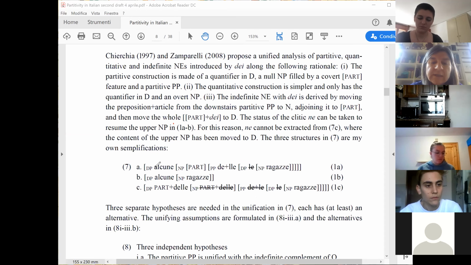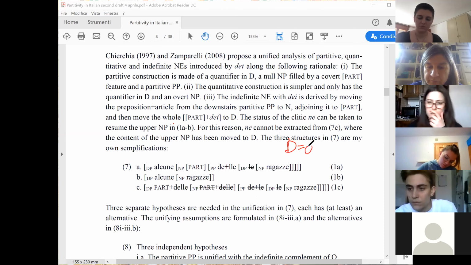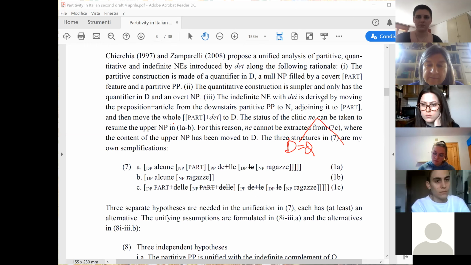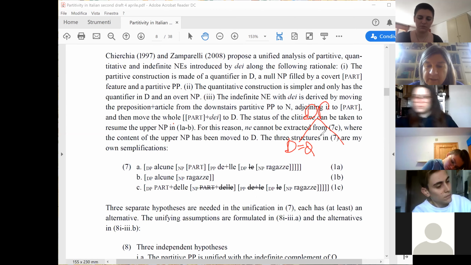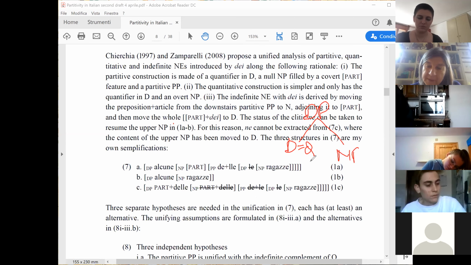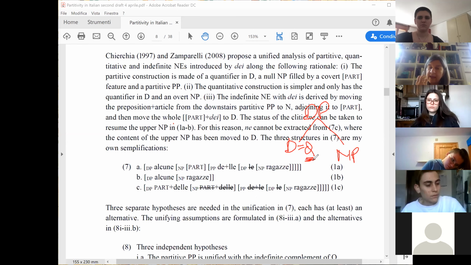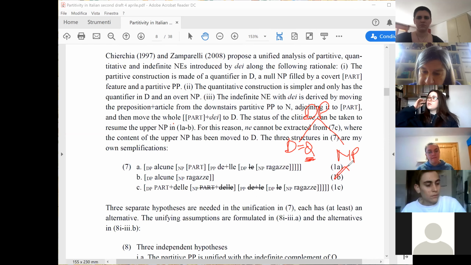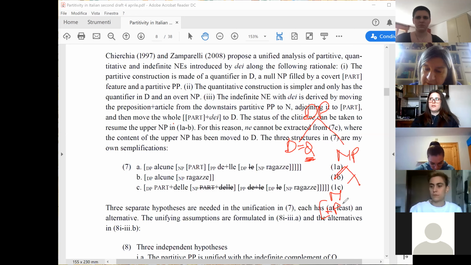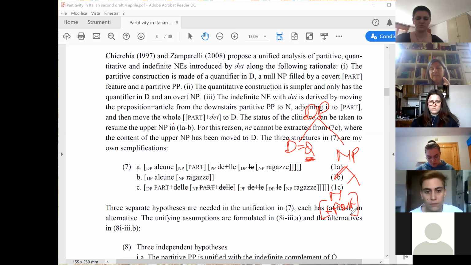So there is a Q which is in D. So I have a D, okay, which is equals to Q, okay? And I have like a DP, let's call it a DP. And then this D selects a noun phrase, but because it is quantitative in nature, this noun phrase is null, but it has a plus partitive interpretation. So this noun is like a silent noun, which means part.